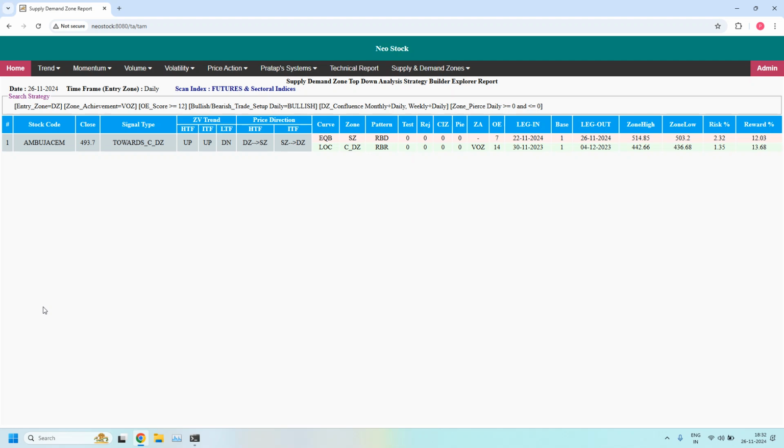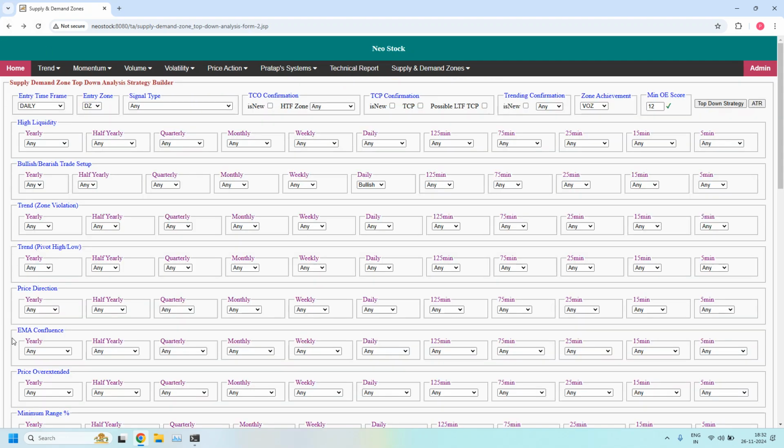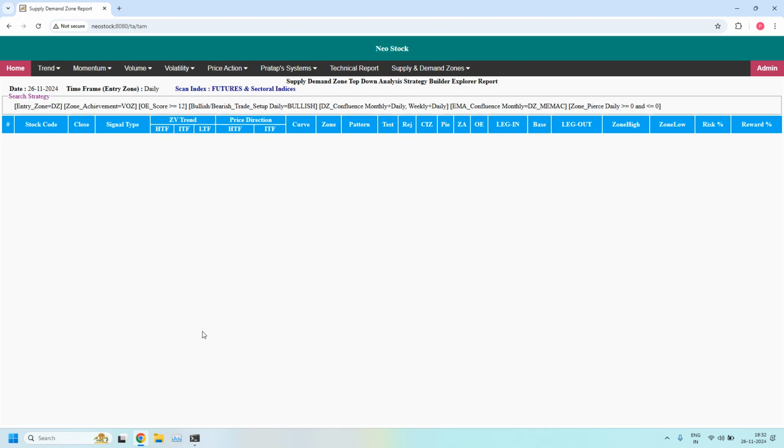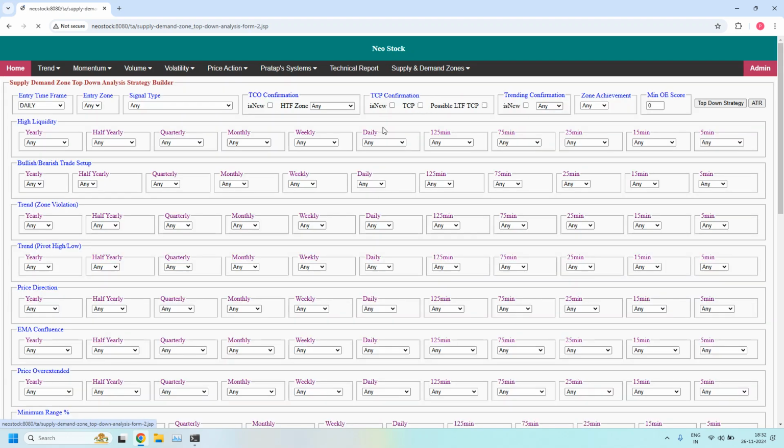And if this stock is having monthly EMA confluence, it is even more high probability setup supported stock. Let's verify. In the EMA confluence, monthly time frame, monthly demand zone having monthly EMA confluence, filter is enabled. So that is not having any EMA confluence monthly. Okay, next let us look for bearish trade setup for monthly income trade.